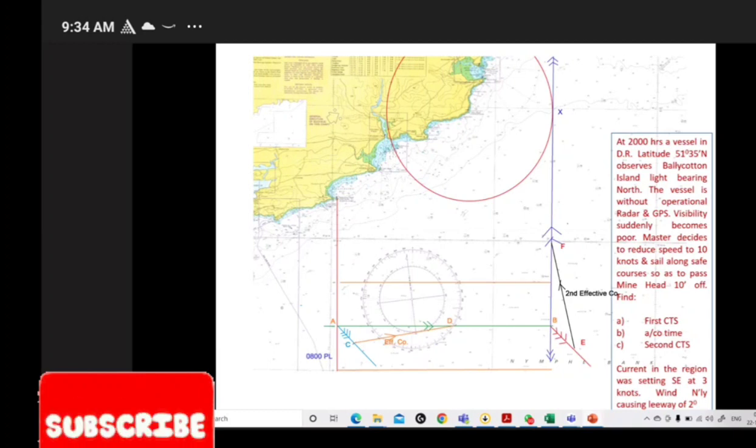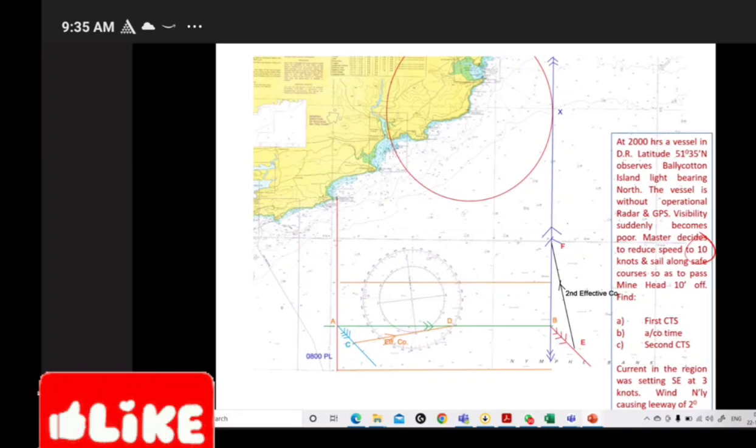Sir, and here we will take EF for 10 knots, because the master has decided to move at 10 knots. Speed has not been changed in the question, so engine speed will remain the same. Speed made good will change because the course has changed, but engine speed remains the same. 10 knots is the engine speed, and this will change only when the question changes it. Otherwise, it will remain 10.